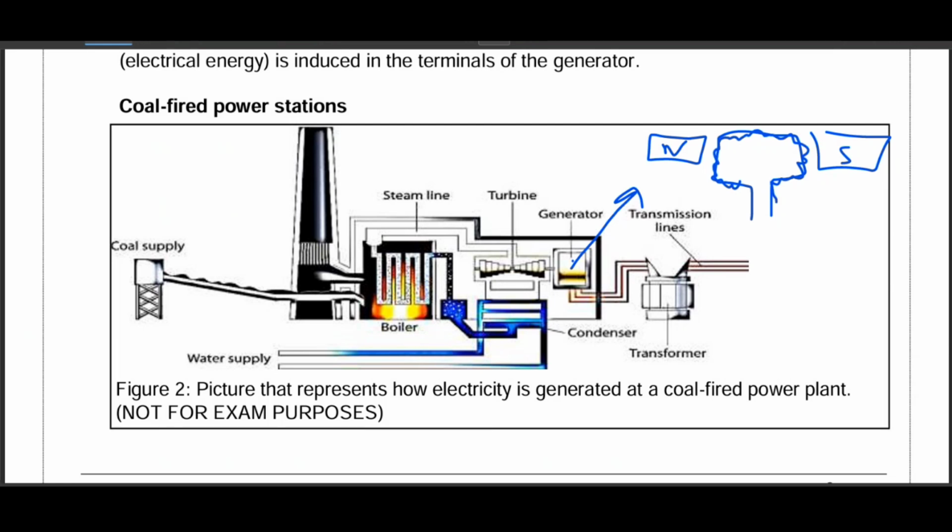In the generator, the turbine makes this thing spin. When it spins, there is a changing magnetic flux, and because of the magnetic field, current is produced. That current goes out through the wires, and from there it moves to the transformers.